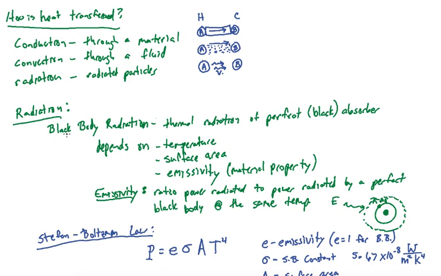And specifically for a black body, a perfect black body, this would then be the thermal radiation of a perfect absorber. And that's hence the term black. As you know, the color black is absorbing all the light that hits it.